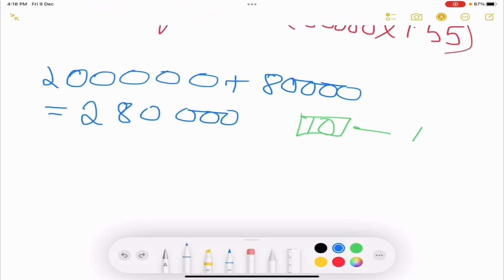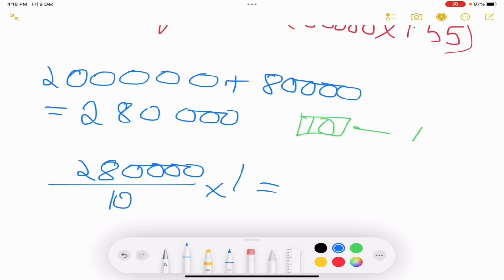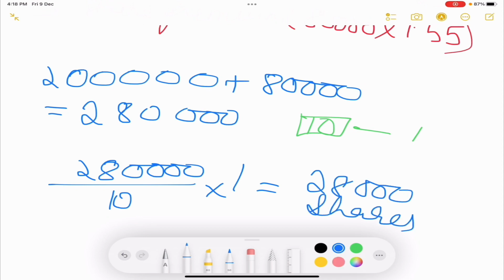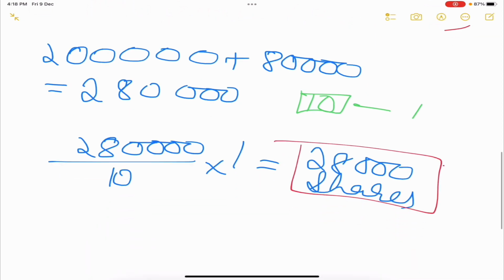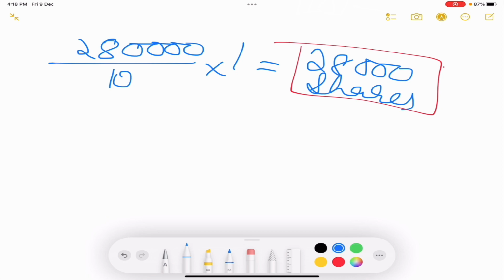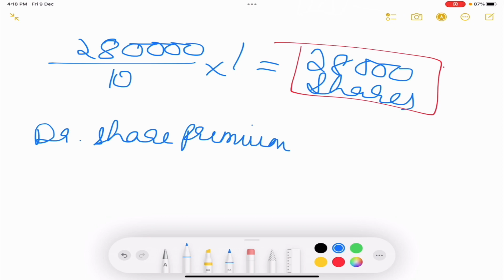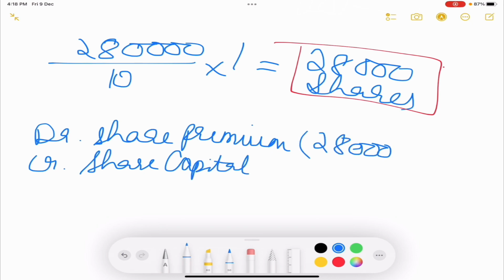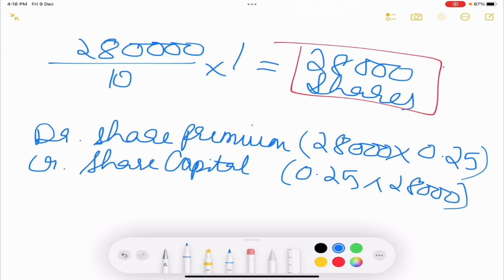Right now the total number of shares are these many. So we are going to use 280,000 upon how much they already have, how much extra you are giving. This is 28,000 shares. So my new number of shares would be 28,000 for what? For the bonus issue. This was the journal entry for bonus issue. This would be 28,000 shares. What was the face value? 0.25. Okay. That's it.